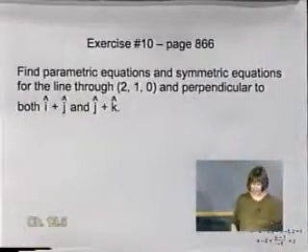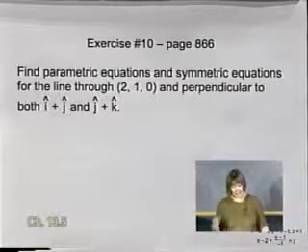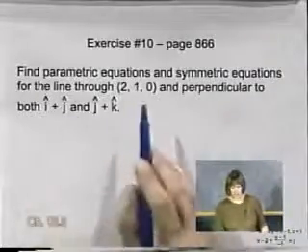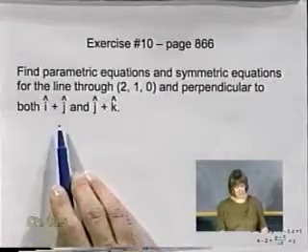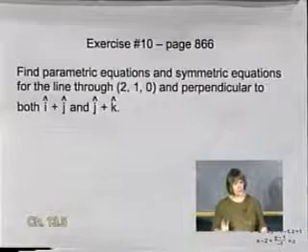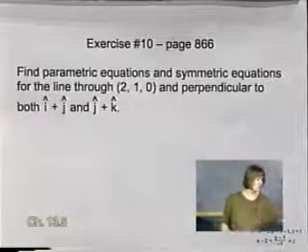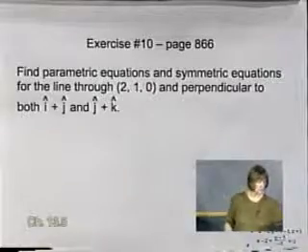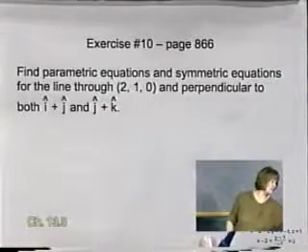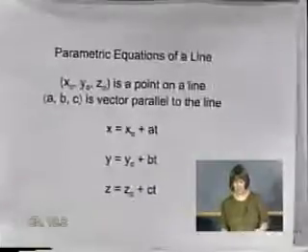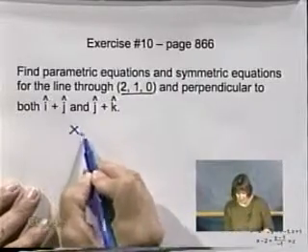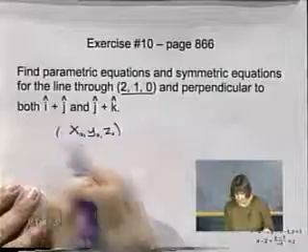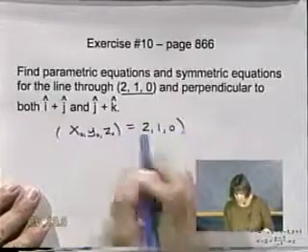Okay. Oh, I like this one. Find parametric equations and symmetric equations for the line through 2, 1, 0 and perpendicular to both i plus j and j plus k. So first of all, to get the equation for a line, I need a particular point and a vector parallel. The particular point I've got. The line's going through 2, 1, 0, so my x0, y0, z0 is 2, 1, 0.